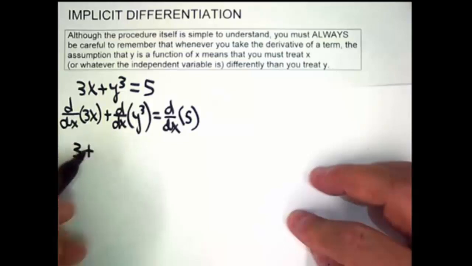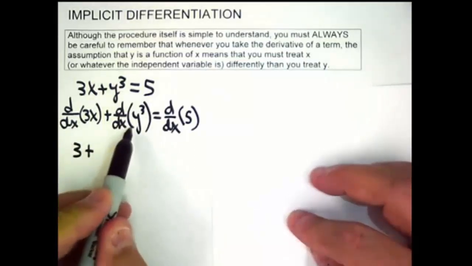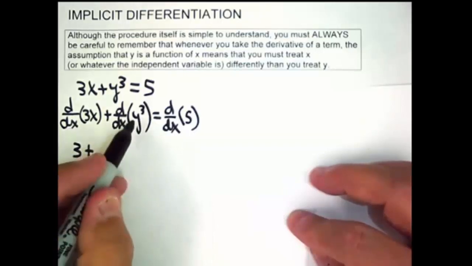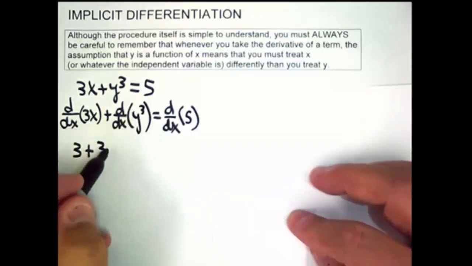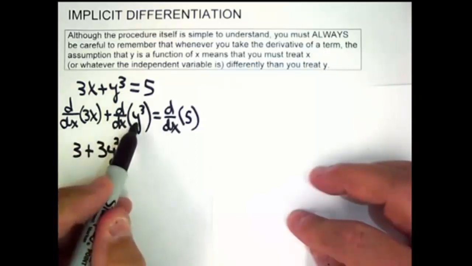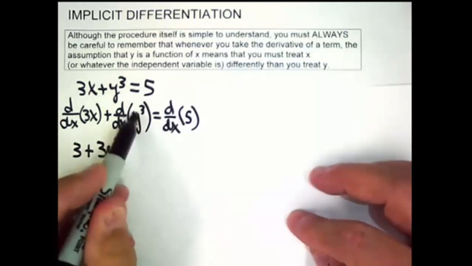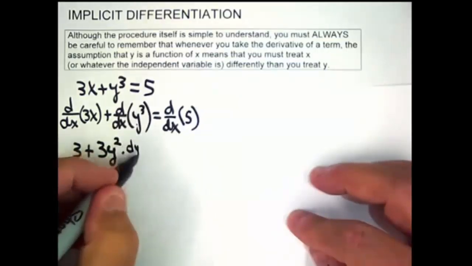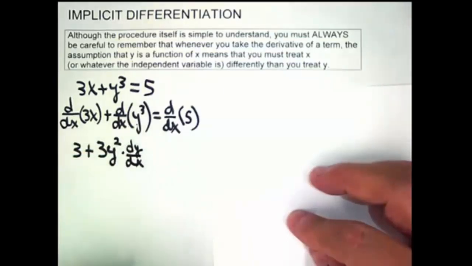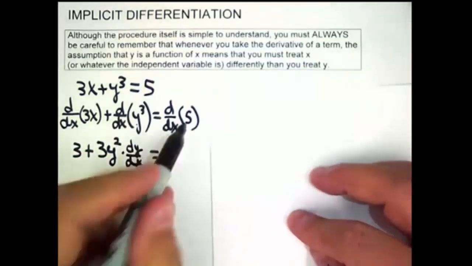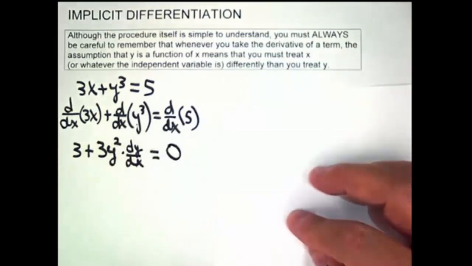But now y cubed will be 3y squared, but since y is a function of x, you've got to use the chain rule, which says come back and take the derivative of the base, which would be dy over dx. And then, of course, the derivative of 5, as we've said before, is 0.